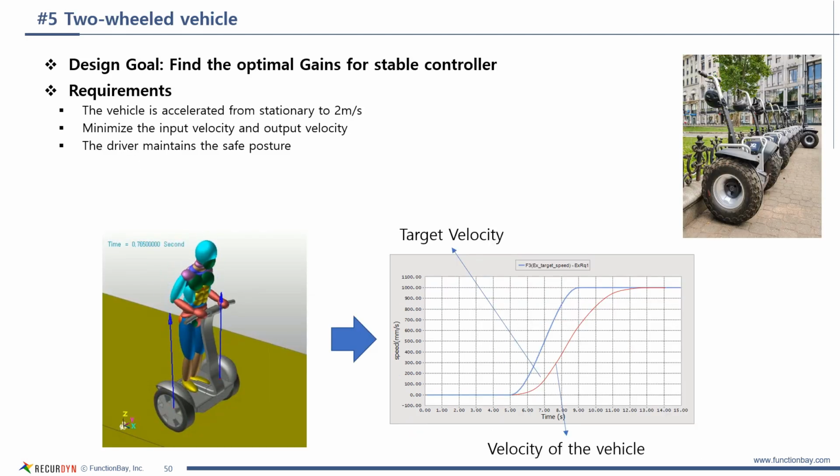The fifth model is a control model. In fact, one of the most frequent use cases of optimization is optimizing the gain value of the controller. In this model, there is the target velocity profile, and we will find the optimal gain to minimize the difference between the target velocity and the actual velocity of the vehicle.